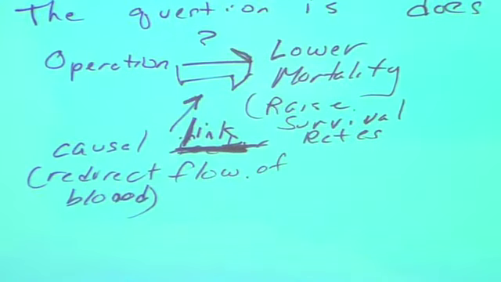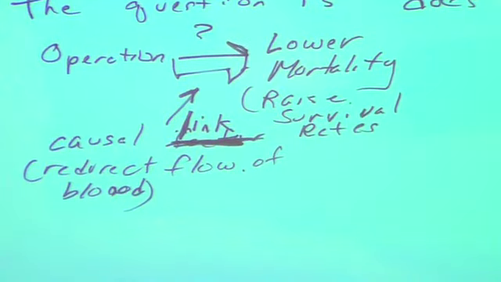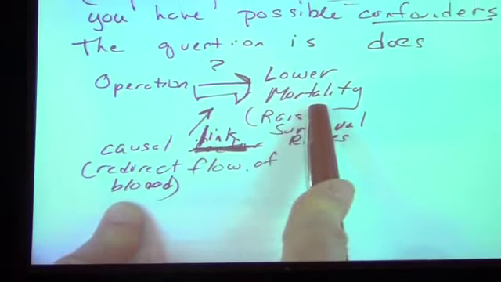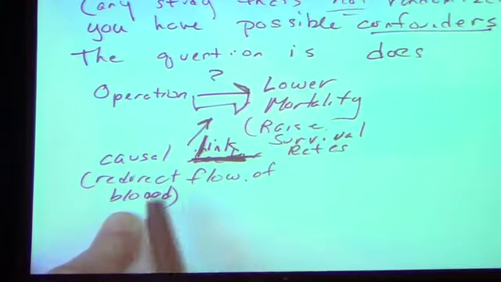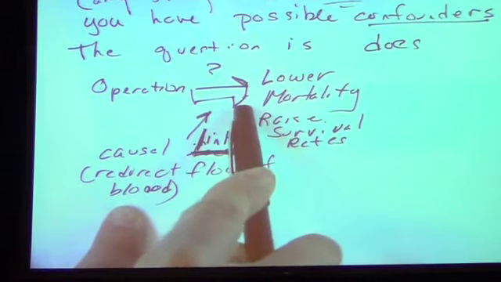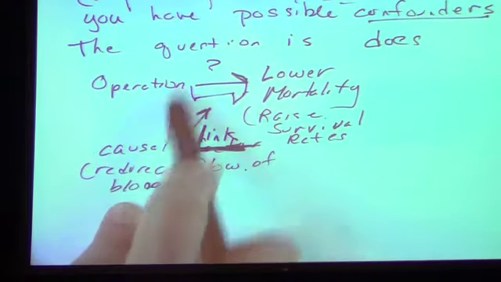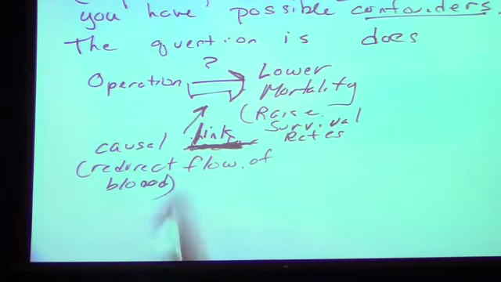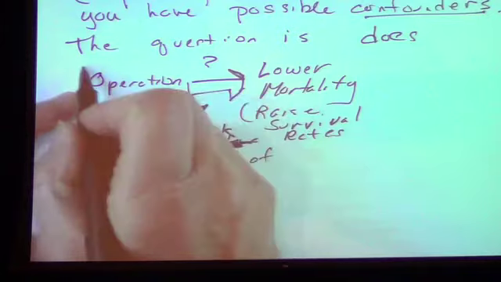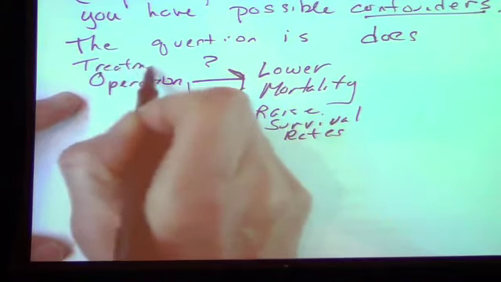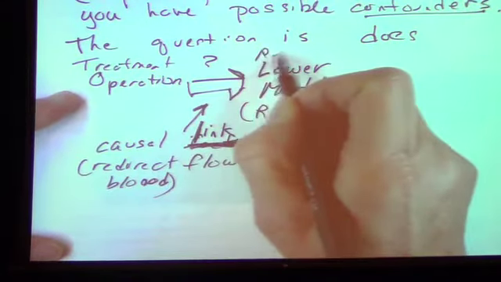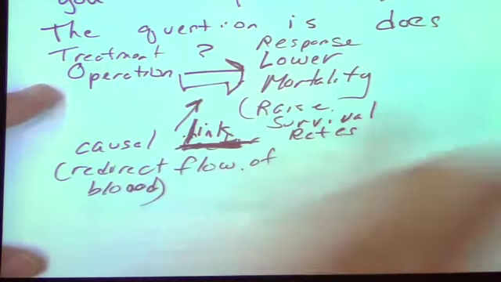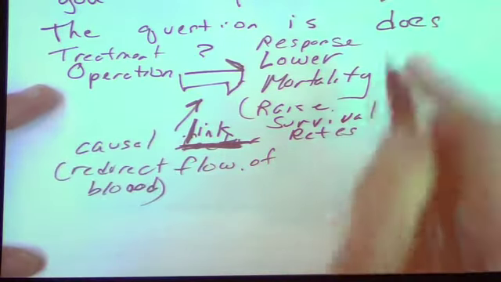And if we had a randomized study and it worked, we'd have to figure that out. We know now that operations lead to lower mortality because there's nothing else different about the two groups. We better be able to figure out how it does that so we can perfect it. We have to understand that mechanism. It's a causal link, a causal mechanism that's saying that our treatment causes this response. Yes, that's what the studies all want to show.